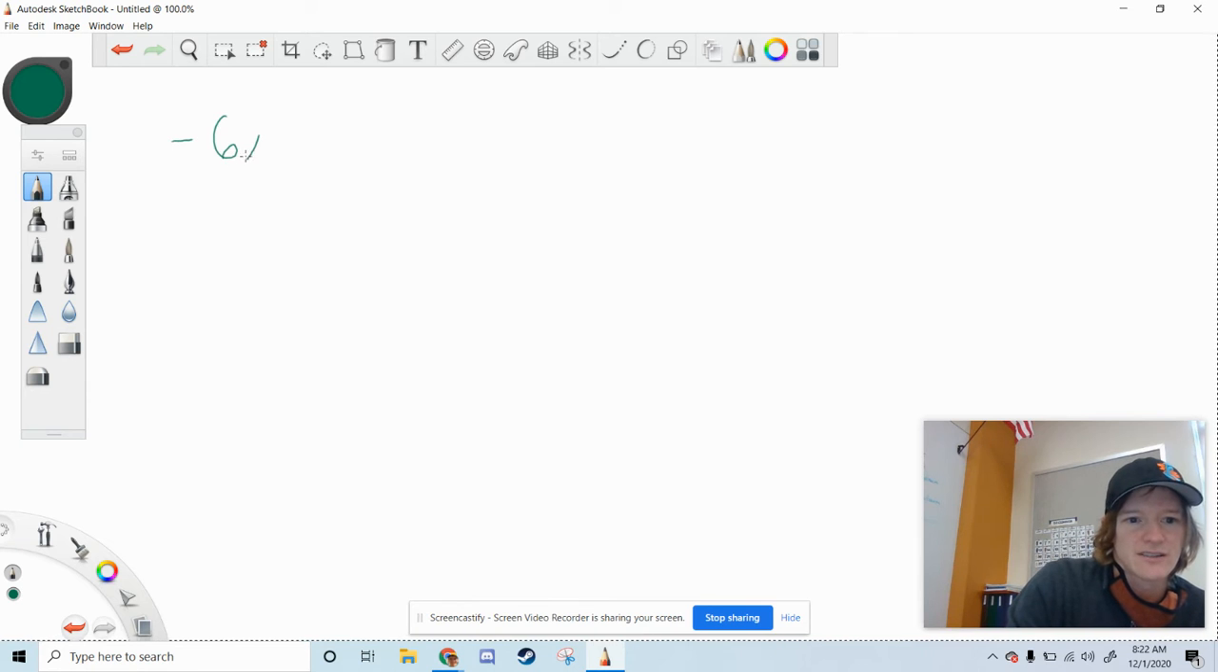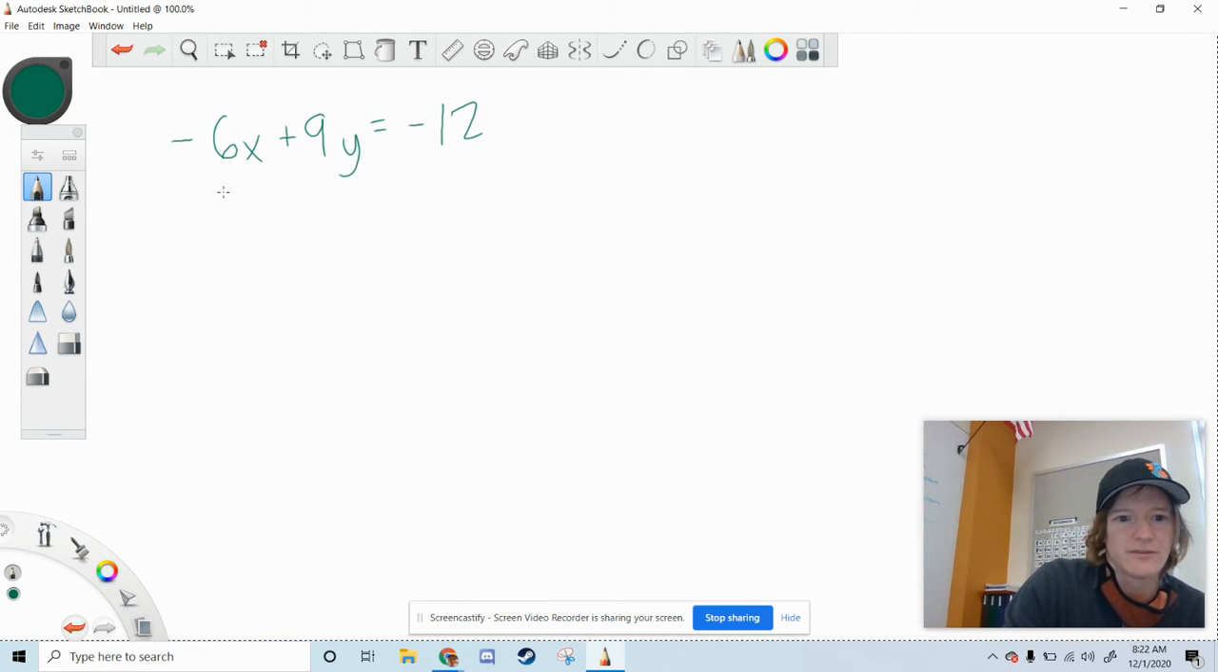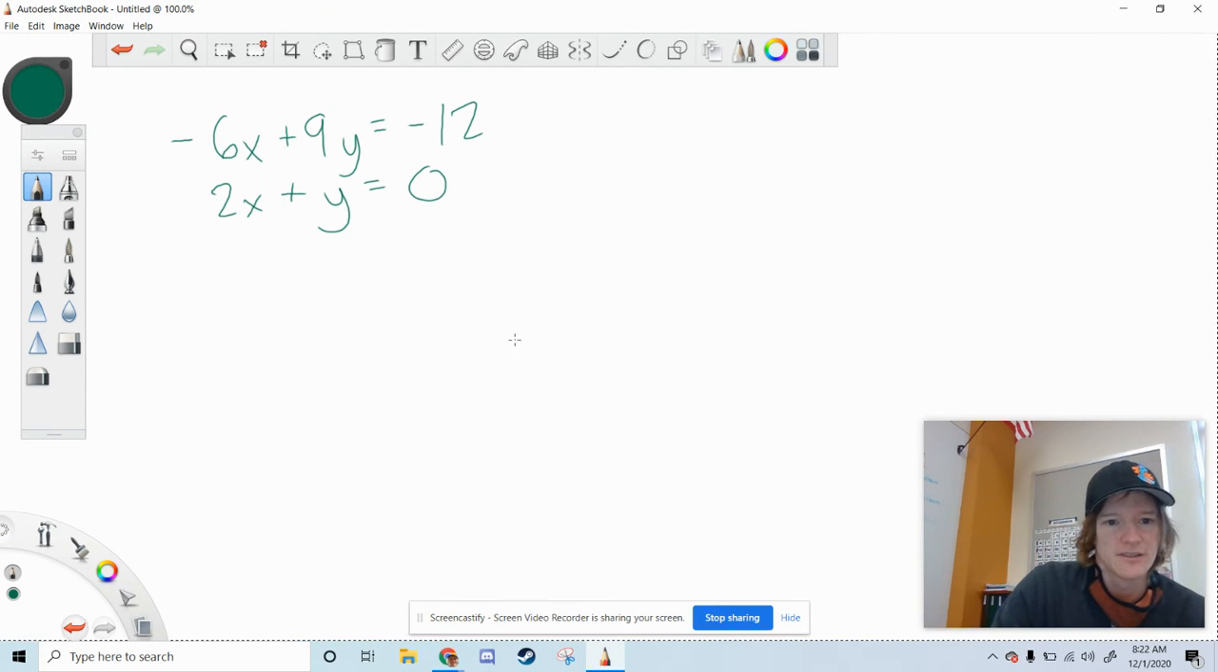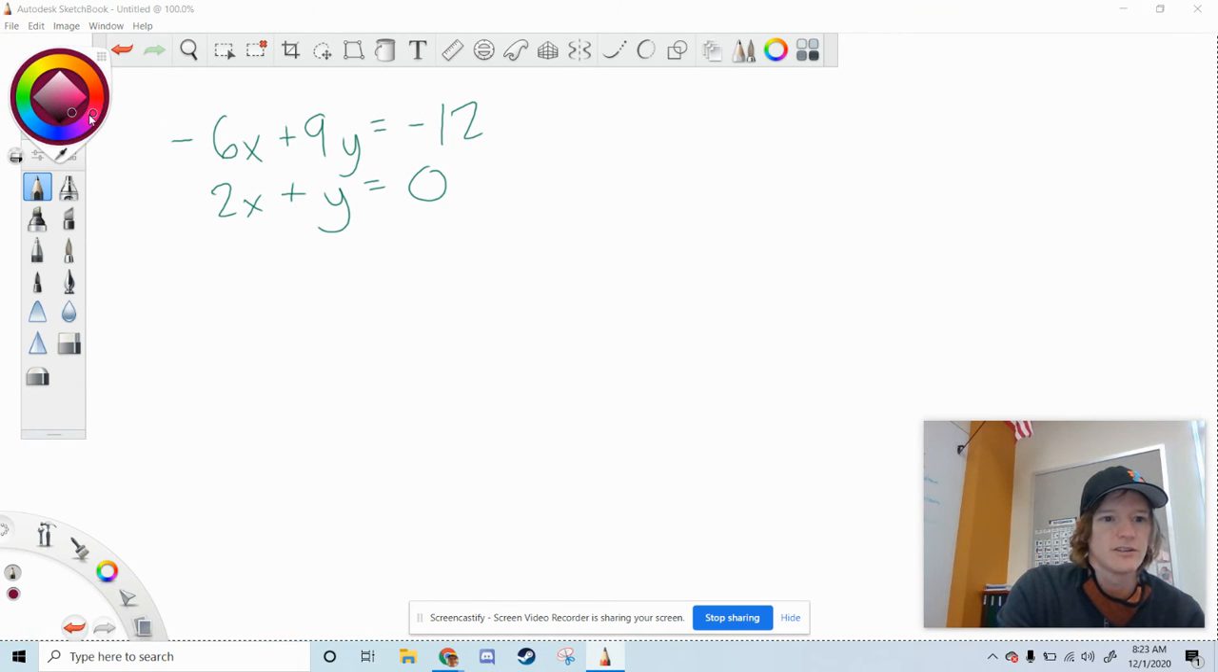We've got negative 6x plus 9y equals negative 12. We've got 2x plus y equals 0. We could get rid of the x or the y. Here's what we'd need to do for the x's. We'd have to make this negative 6. We'd have to make this a positive 6. So we'd just multiply the x's by negative 3. For the y's, if this is positive 9, we'd have to multiply everything on the bottom by negative 9. We could choose either one.